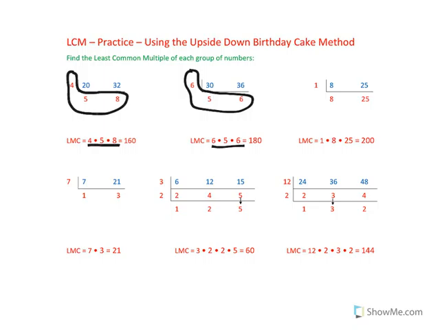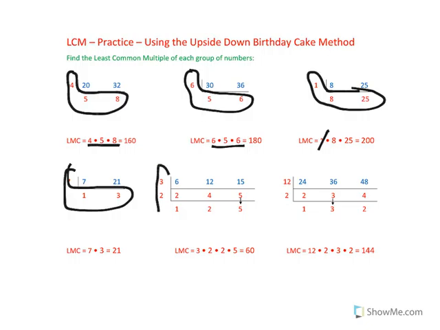1 is the only number that goes in. We can make an L, but we're not going to use the 1. We don't need it. It doesn't matter. It's 8 times 25, so it's the product of those two numbers, 200. Here we have 7, 1, and 3, or just 7 and 3, and get 21. That 1 is optional here, but we don't need it.